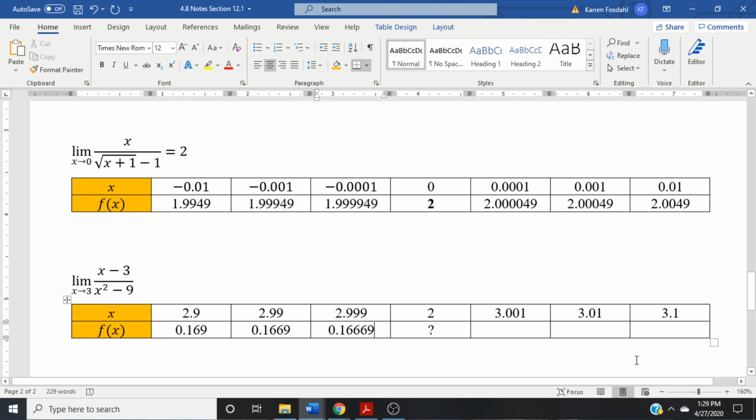Now we don't know for sure what number we're approaching, but let's see from the right side. We did the left side, now let's see the right side. 3.1 minus 3 divided by 3.1 squared minus 9. And we get 0.1639.